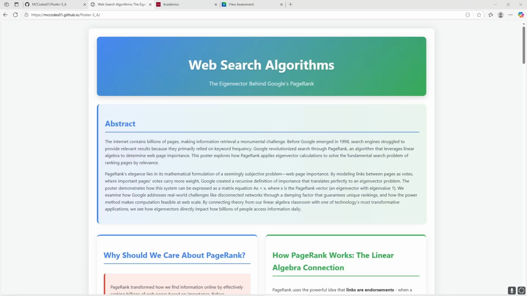Alright, hello. Today I'm presenting my poster on web search algorithms, the eigenvector behind Google's PageRank, right? This is going to explore how linear algebra, specifically eigenvector calculations, revolutionizes how we find all of our information online through Google's PageRank algorithm, right? So, a pretty important application of linear algebra.